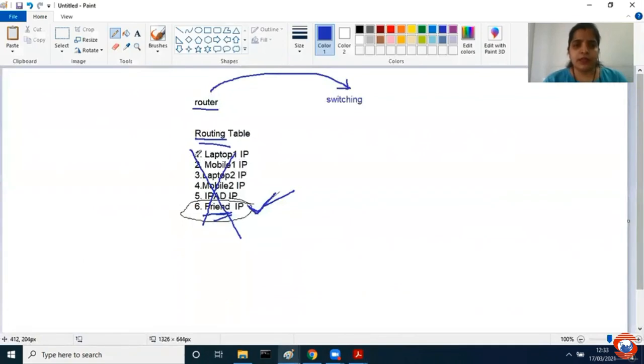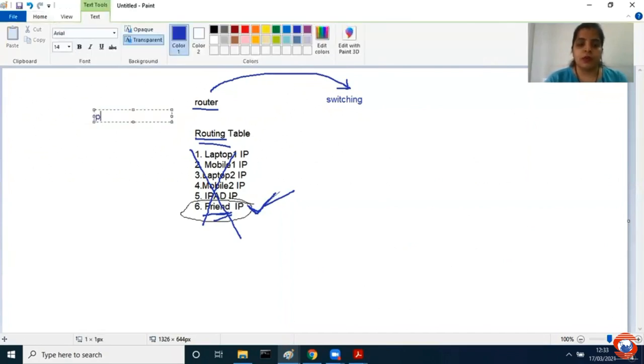Now, when I say the router performs switching, and when I say the router gives IP addresses to your devices, these are all different tasks which are done by your router. But when you talk about these tasks, we need some kind of protocols. Protocols are also called rules.